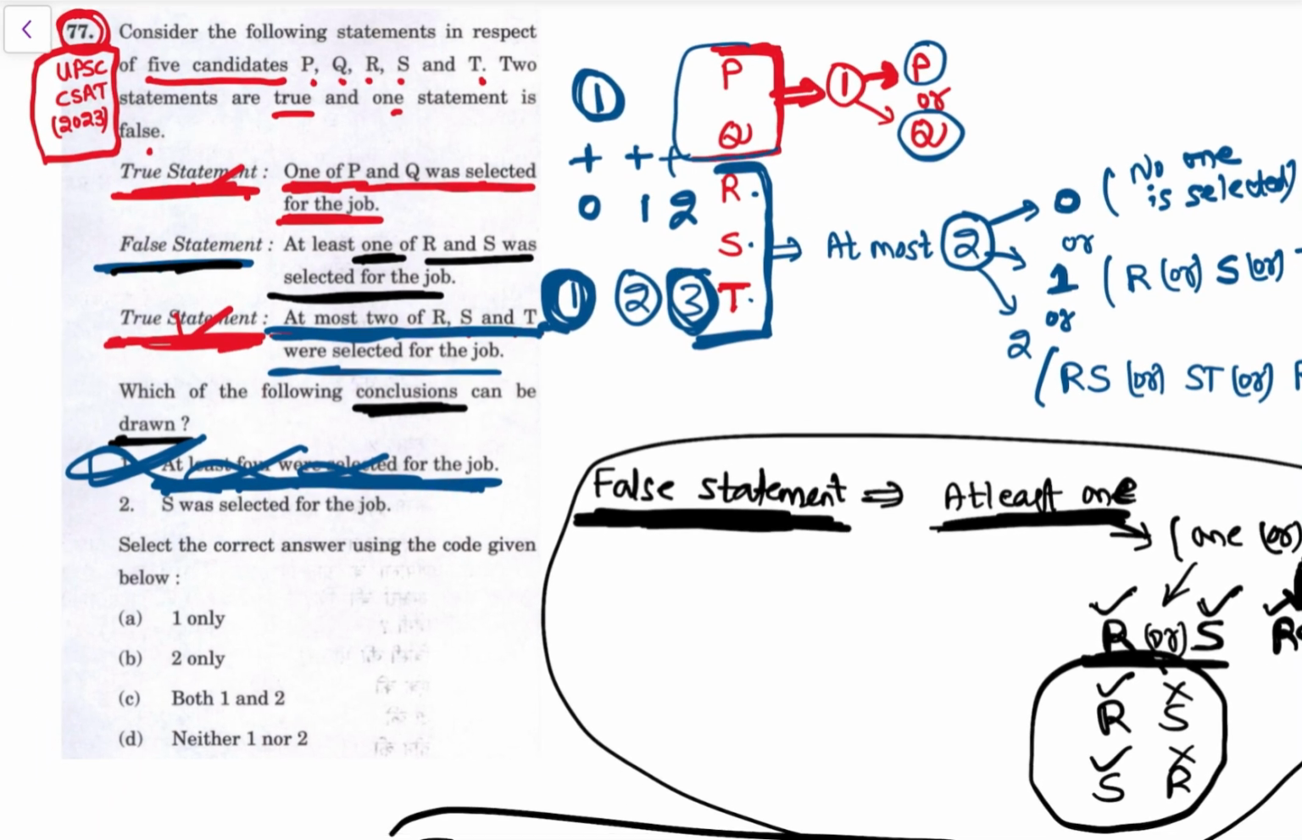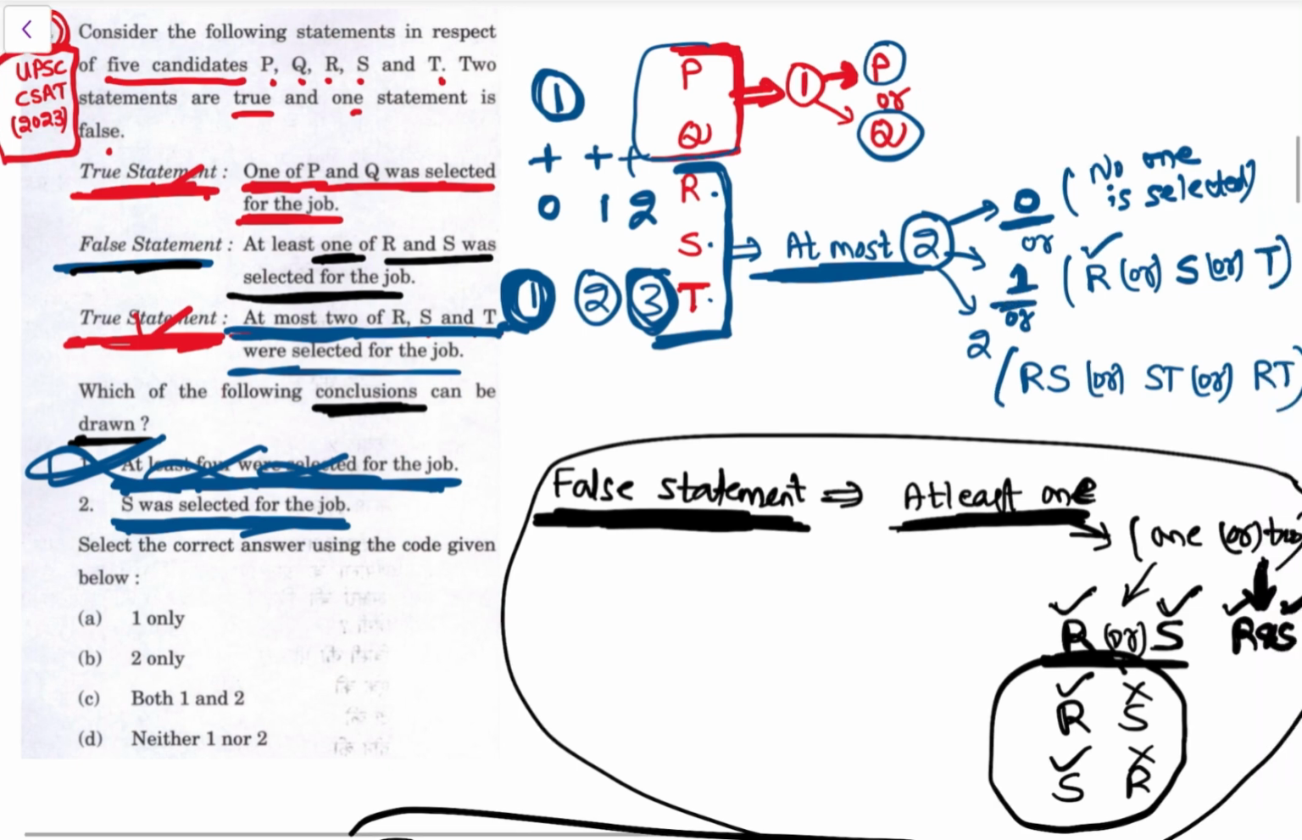Then, S was selected for the job. See, this case is also possible: at most 0, none is selected for the job, or at most 2. And it is also possible that in the one case R is selected or T is selected. So S was selected for the job?